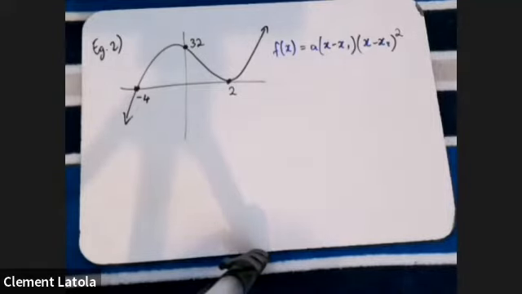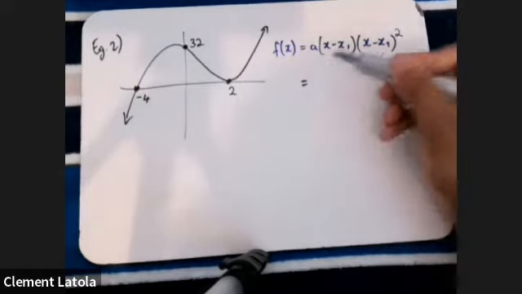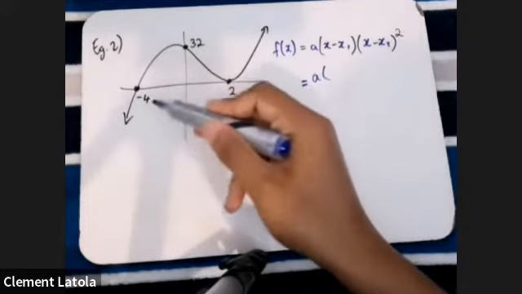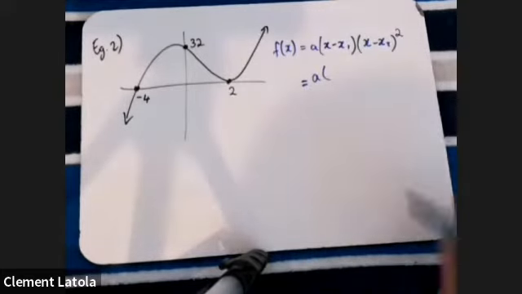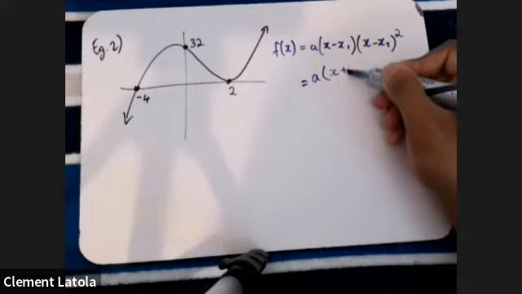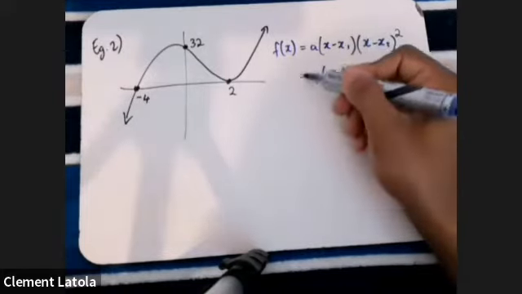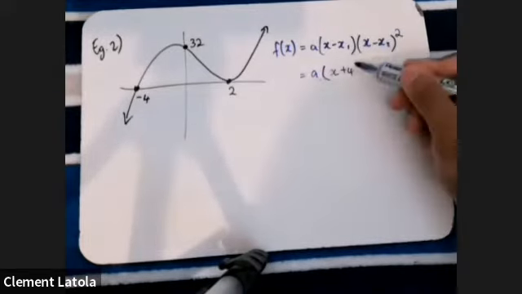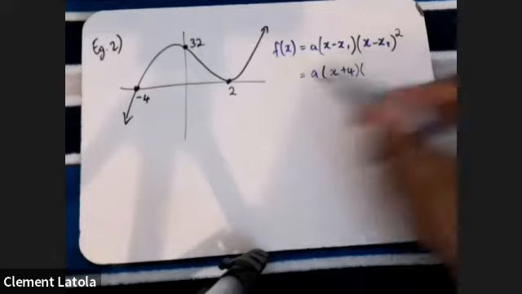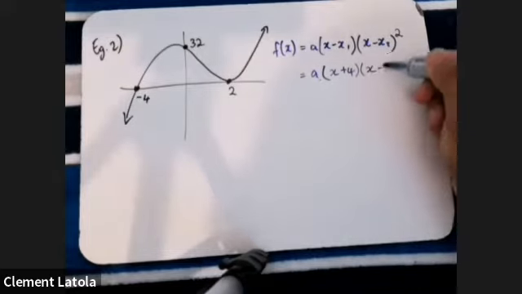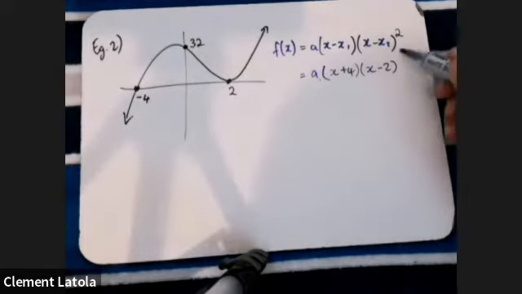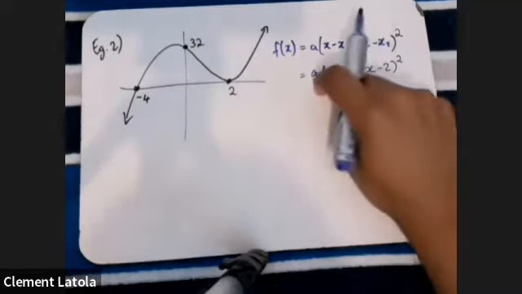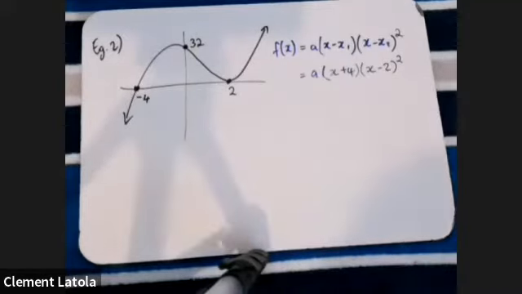Now to begin the substitution, let's say x minus x1. So the first x-intercept is -4. If you minus -4, that's the same thing as saying +4. And then we minus the 2. And instead of writing again x minus 2, we'll just square this bracket.